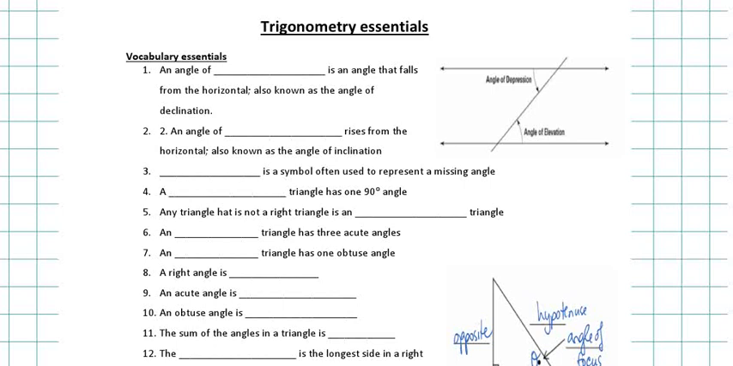So an angle of blank is an angle that falls from the horizontal, also known as the angle of declination. What do we call that angle? We have two answers here, either angle of depression or angle of elevation. Which one would it be? So it's an angle that falls from the horizontal. Oh, the first one, the depression, yeah. It's at, so this is your horizontal, right? An angle that falls, so it's measured from the horizontal to the terminal arm. Call this an angle of depression. Okay?